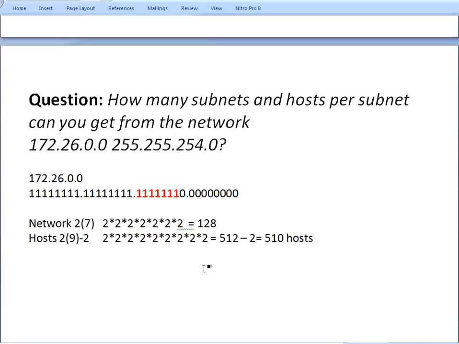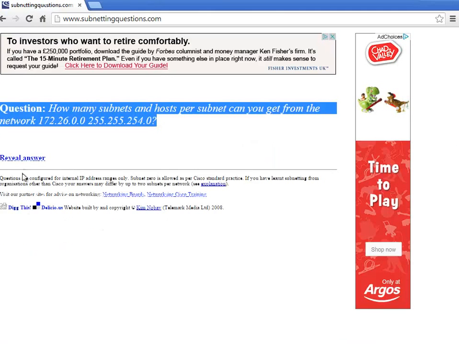Okay, so how many subnets and hosts per subnet can you get? Well, we can have 128 subnets or networks, and each subnet will have 510 hosts. Okay, so 128 subnets, and each subnet will have 510 hosts. Excellent. Again, this is a different kind of question, so you just have to try them both.